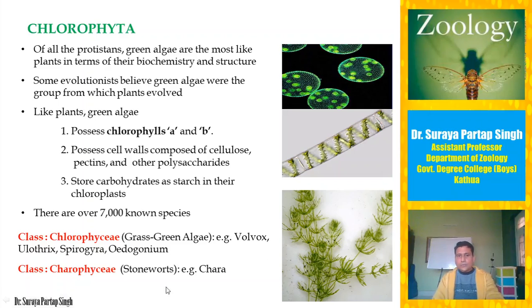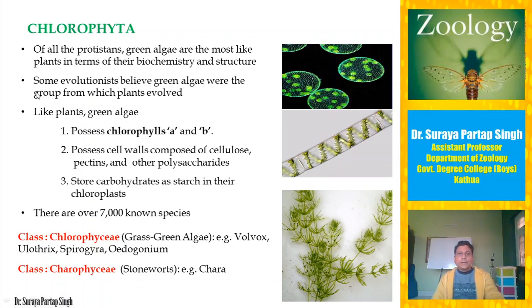These are known as stoneworts. Example is Chara. When we smell Chara, they have a characteristic pungent smell like that of onion or garlic. This is true for members of this Charophyceae.